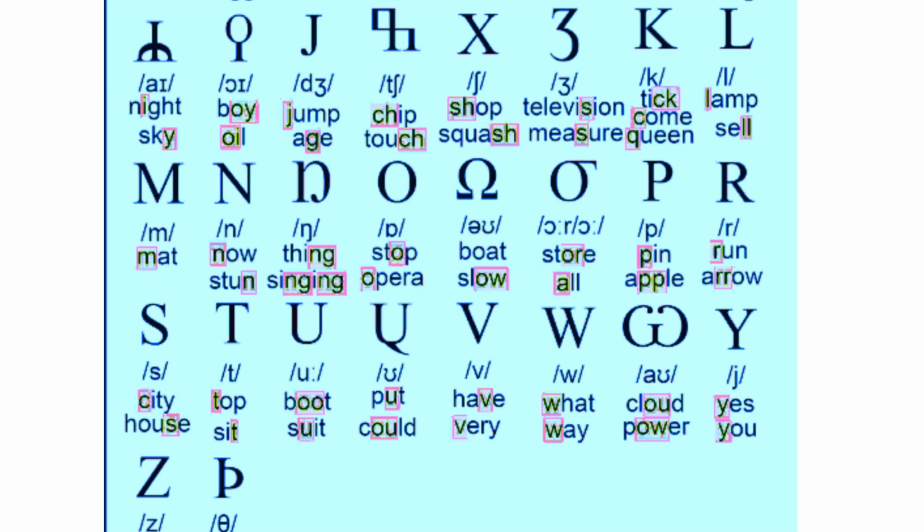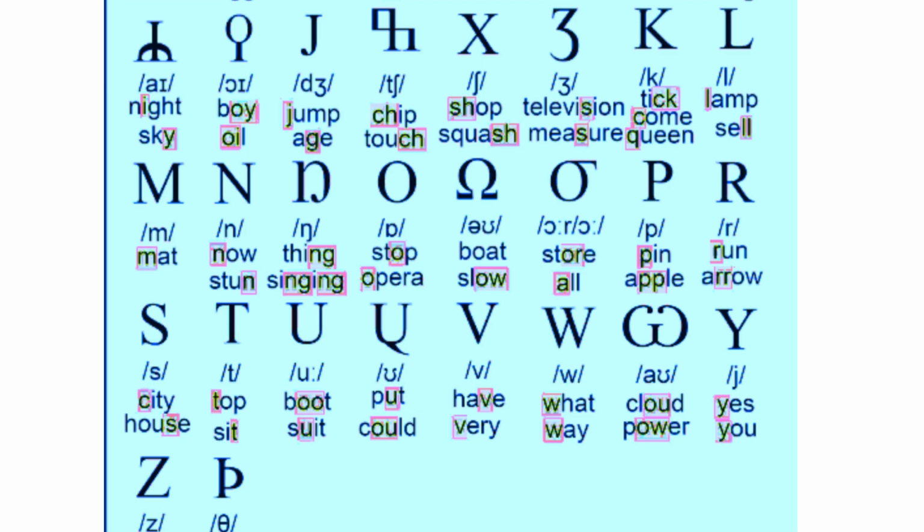Then we have AI, the I sound, "sky", "night". Then we have the oi sound. O and I gives you oi sound, "boy", "oil". Then we have J, which is J in English, but it is represented as DZ in the phonetic world. And then you call it J, "jump", "age". As you can see with "age", there is no J, but you are actually pronouncing J. The sound of the word could be very different from what is written.